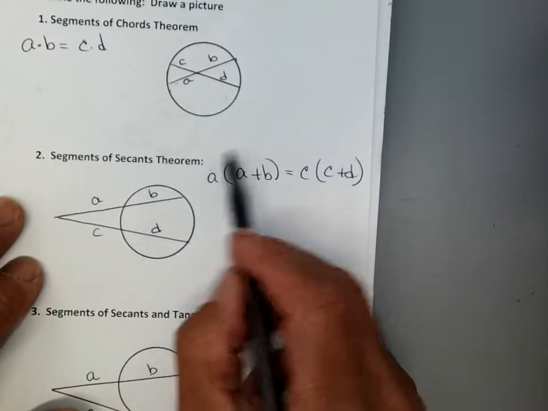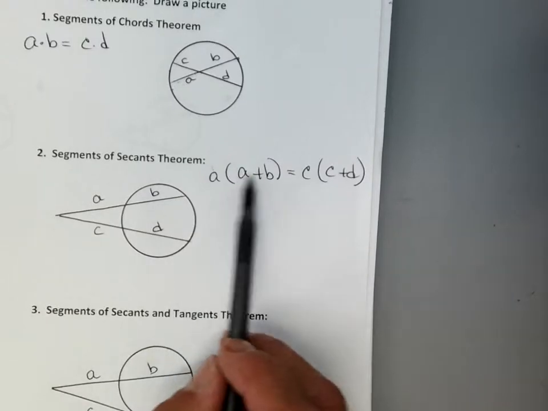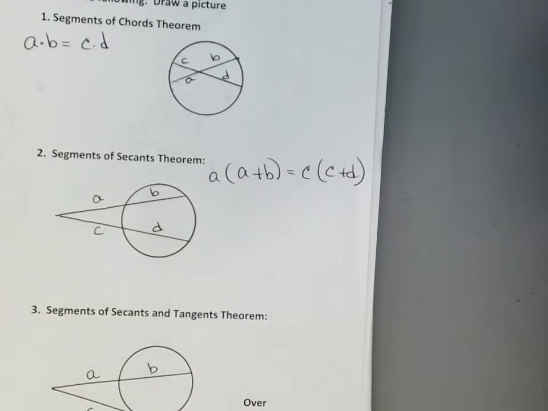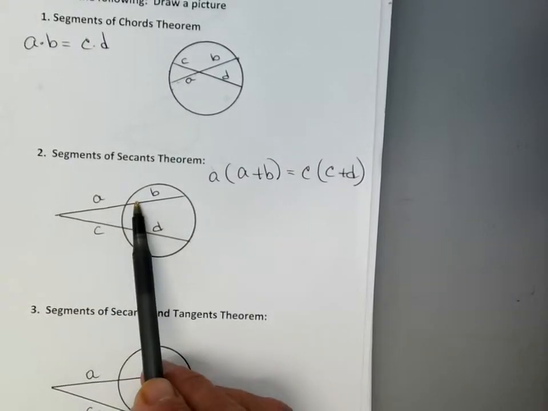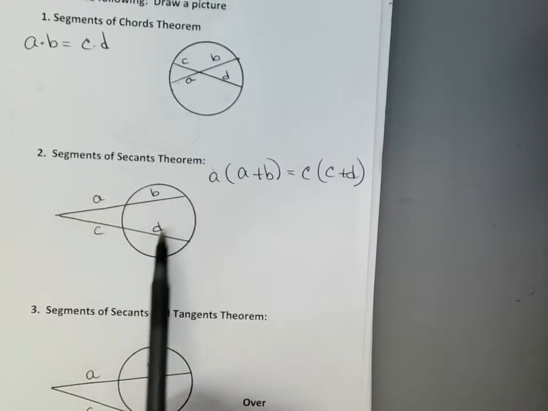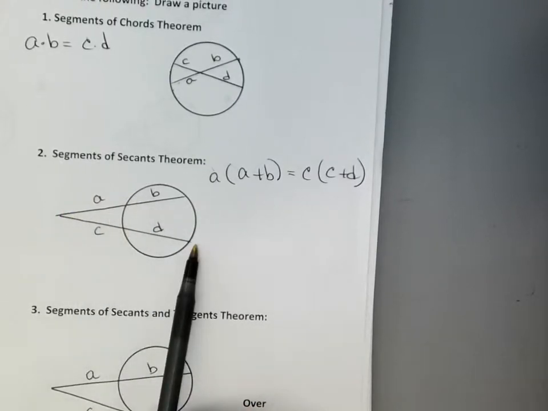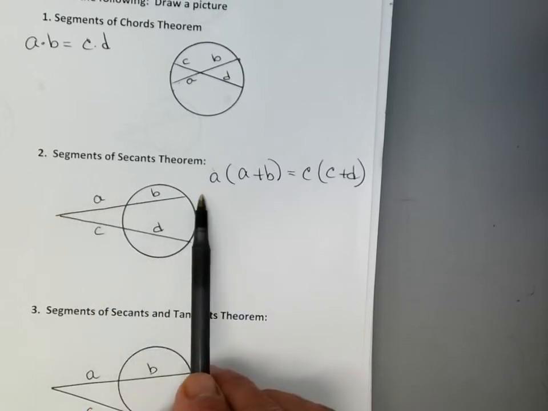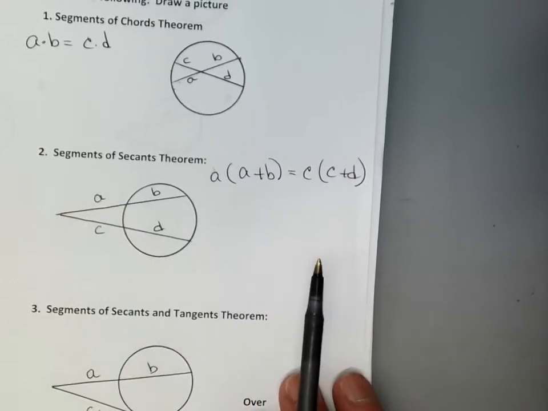Yeah, you can do that. Hopefully we can add these first. But yeah, you're totally right, Derek. Okay? So it's the piece on the outside times the entire piece equals the piece on the outside times the entire piece, okay? So A times A plus B equals C times C plus D, okay?